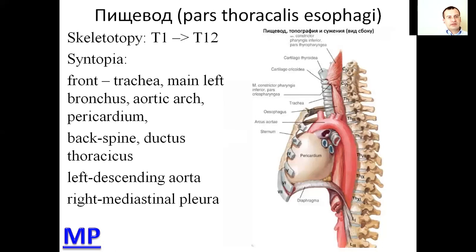The thoracic part of the esophagus. Skeletotopy from thoracic 1 to thoracic 12. Syntopy: in front, trachea, left main bronchus, aorta, pericardium; back, spine, thoracic duct; at left, descending aorta; at right, mediastinal pleura.